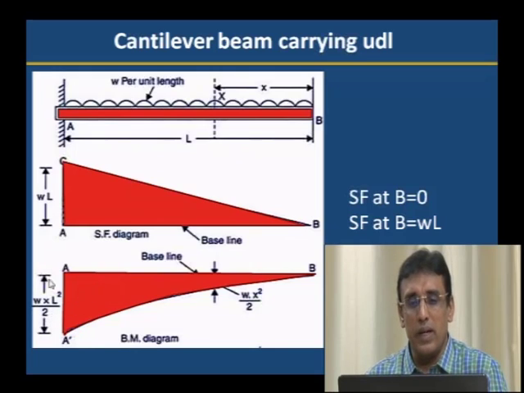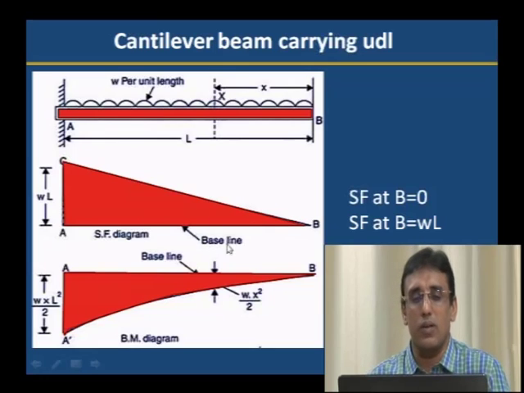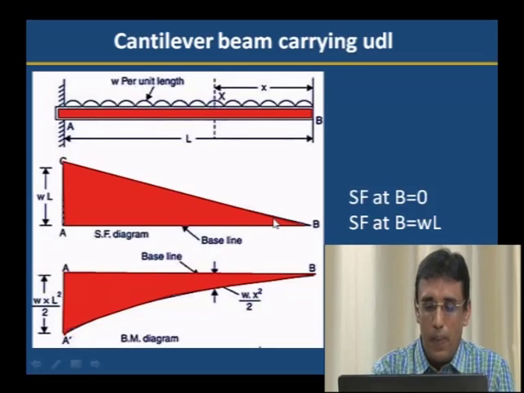While drawing the shear force and bending moment diagrams, we can observe that shear force at B is 0, so we mark the point and draw a horizontal line. Shear force at A is wL, and if we join them, it will be a triangle. For the bending moment diagram, it is 0 at B and maximum wL square by 2 at A, and we have to join A to B by a parabola, not a straight line. When calculating the bending moment and shear force, we can observe how to draw the complete diagram.